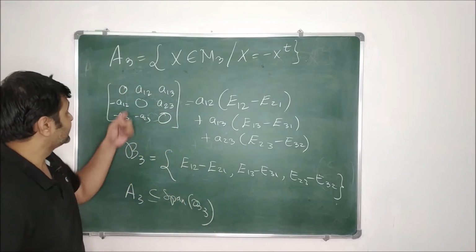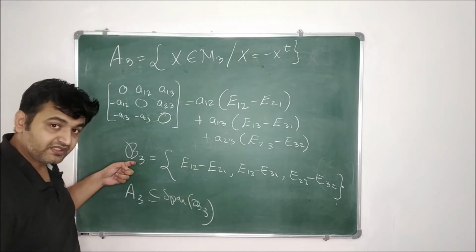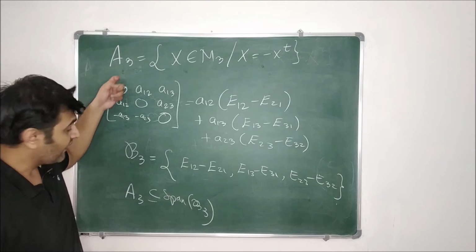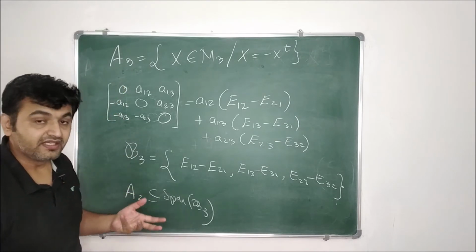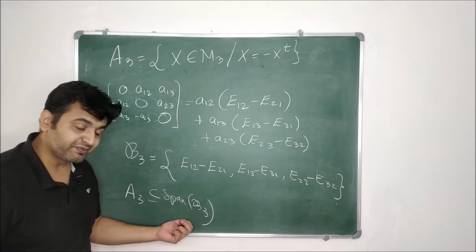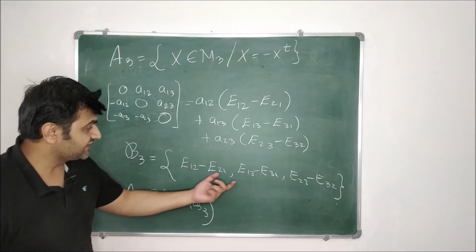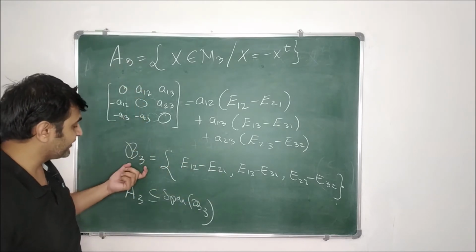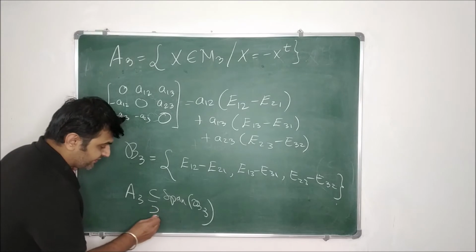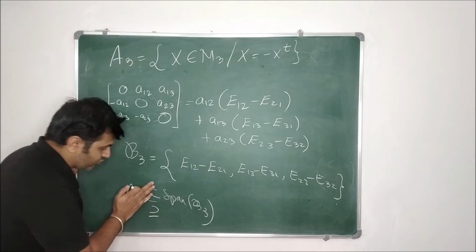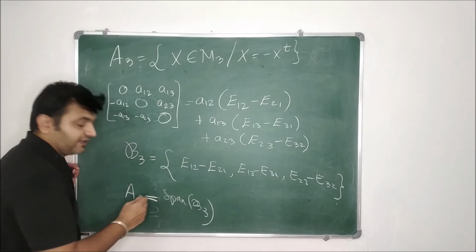So all of them are skew symmetric. So B3 is a subset of A3, so span of B3 is a subset of span of A3. So therefore we have the equality, because here we have A3 is a subspace of span B3, and since B3 is a subset of A3, so span of B3 is a subspace of A3. So on both sides we have equality.